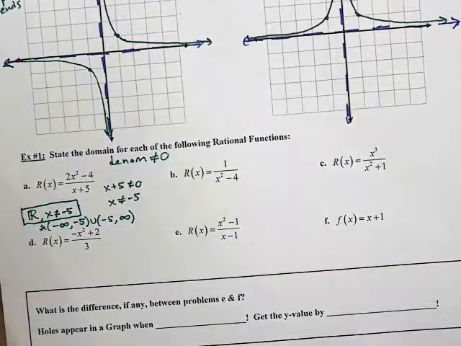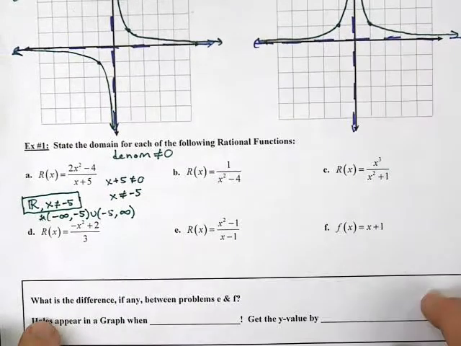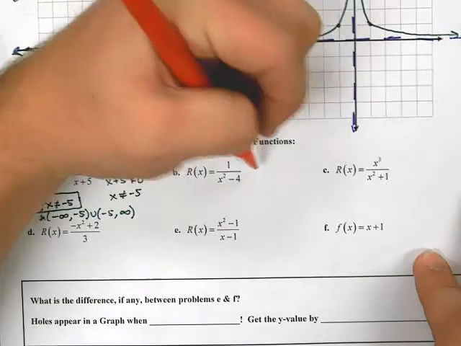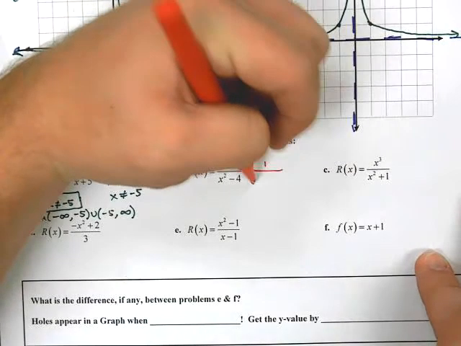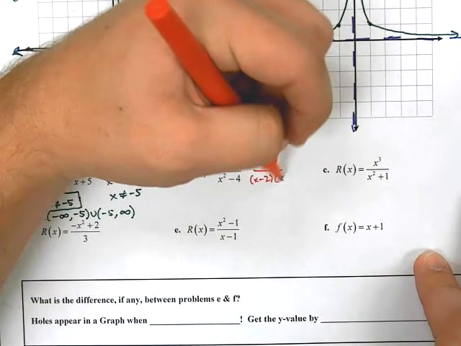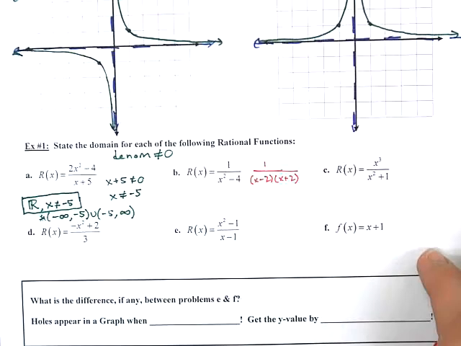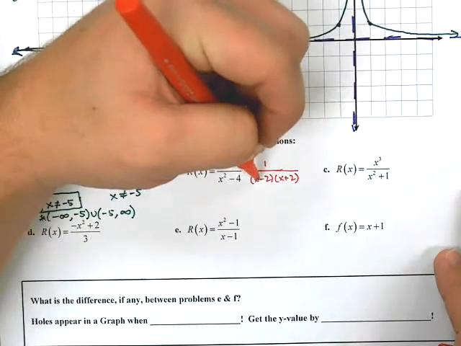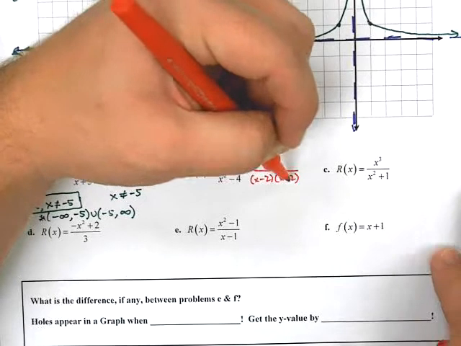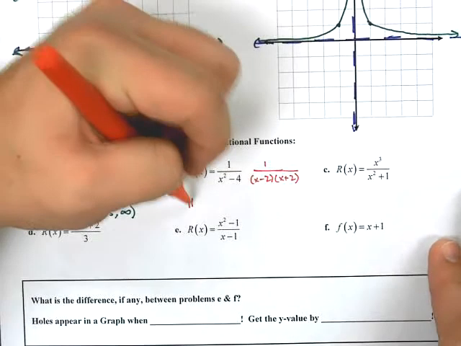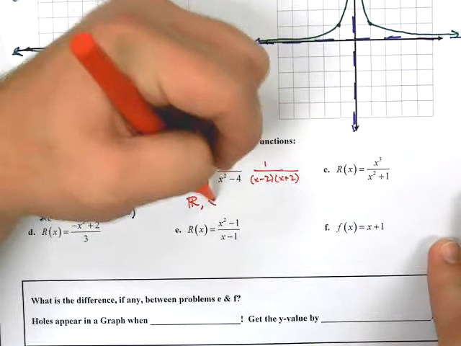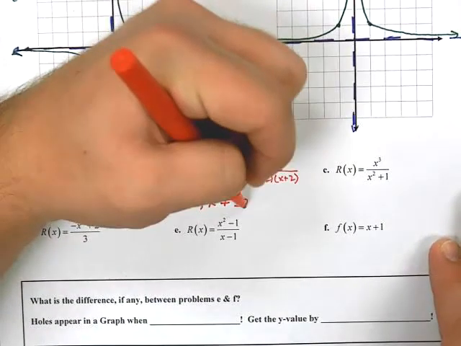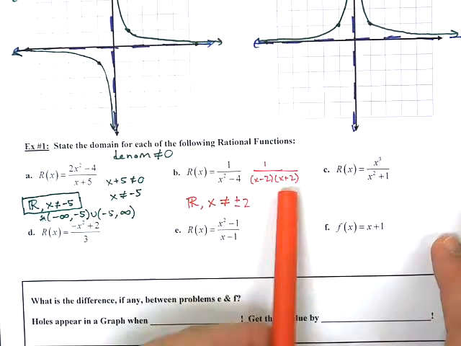Okay, what about this next one? R of x, 1 over x squared minus 4. Okay, we're not ready to work with this yet. I would say, let's factor. X minus 2, x plus 2. Now this is nice. Now I can immediately say that I know this factor can't equal 0, and I know this factor can't equal 0. So again, we are in an all real number situation, except x cannot equal plus and minus 2. And we can see that because of the factored form.